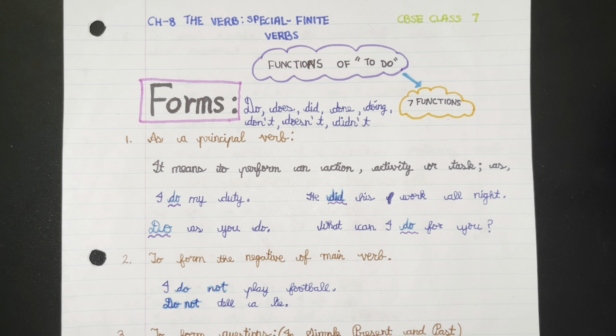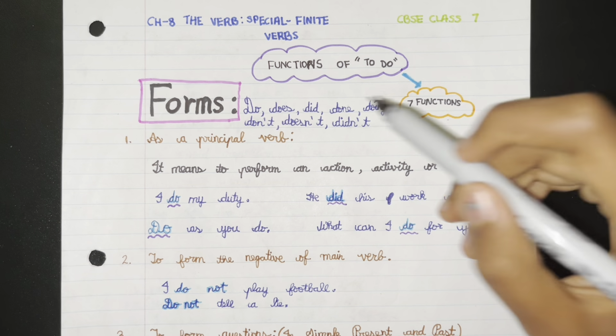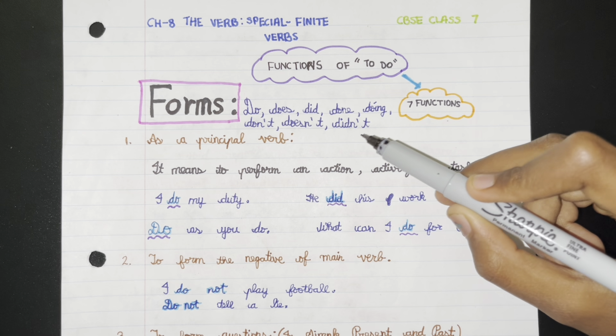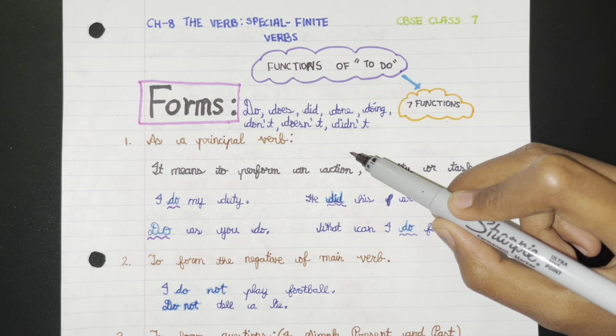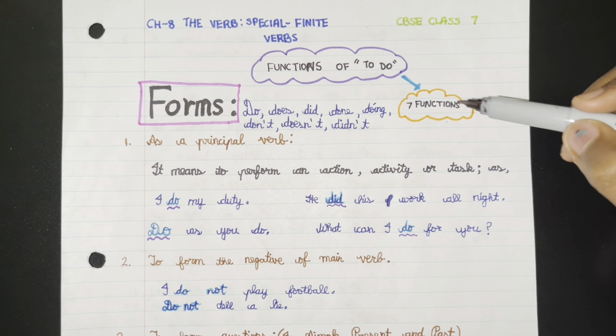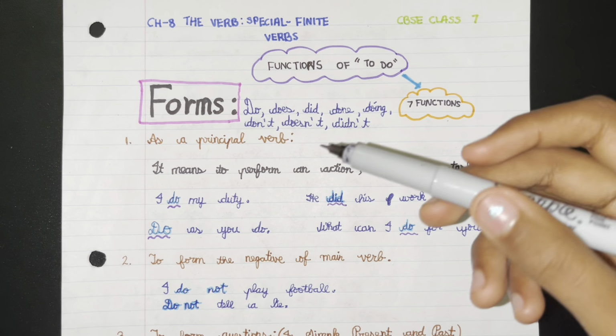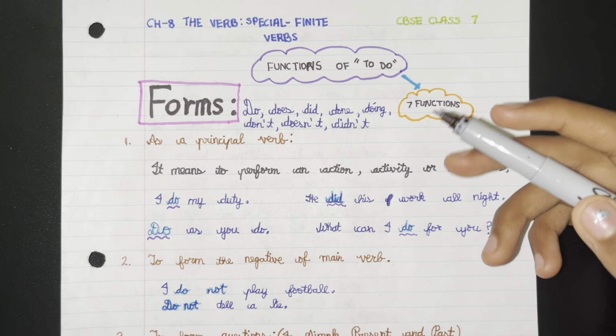Today we're going to be seeing some grammar in CBSE Class 7 Chapter 8, the verbs, special finite verbs. So let's get into the video. Today we're going to be learning functions of do. First, let's see the forms of do. Forms: do, does, did, done, doing, don't, doesn't, didn't. There are 7 functions. Let's see one by one in detail.